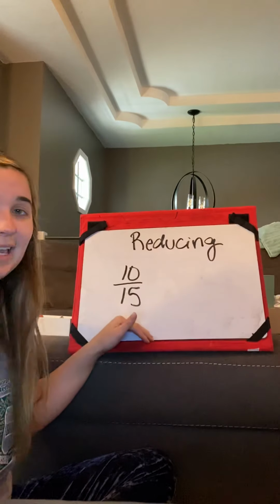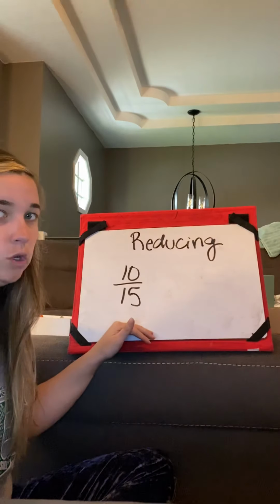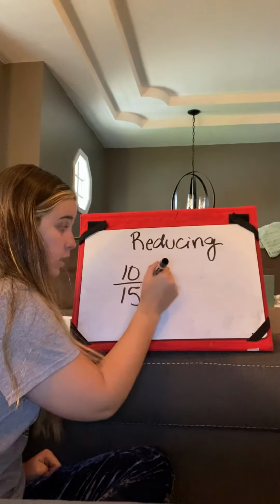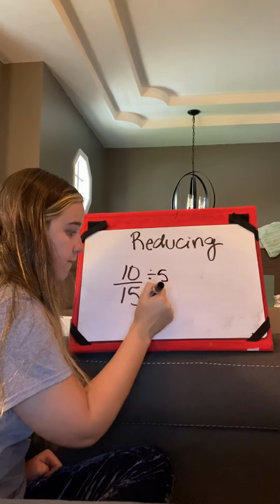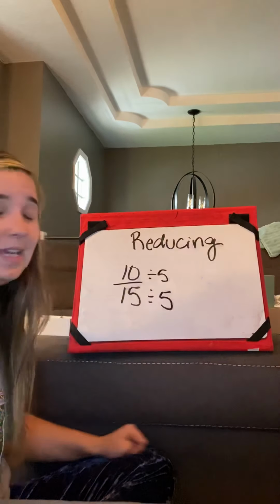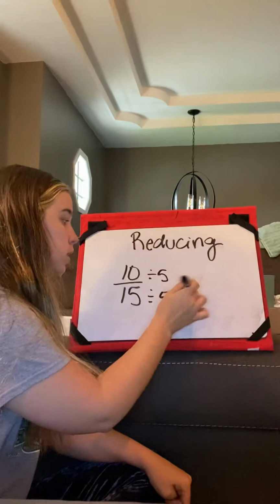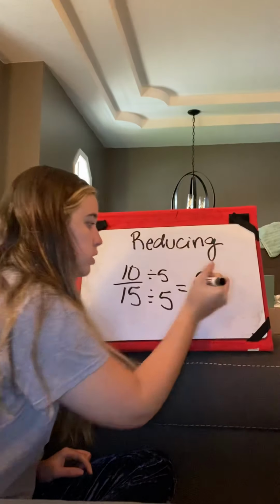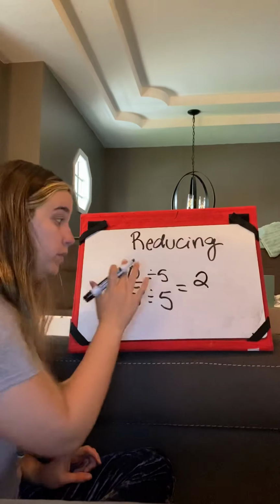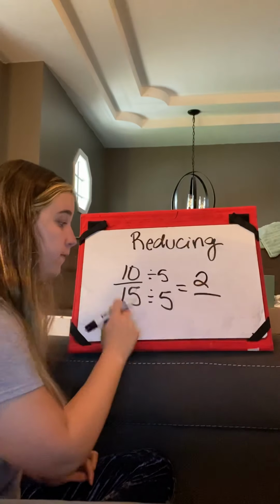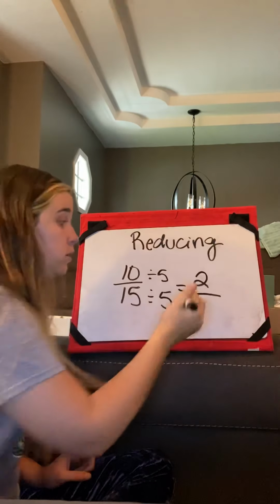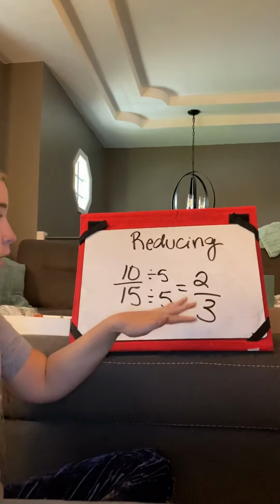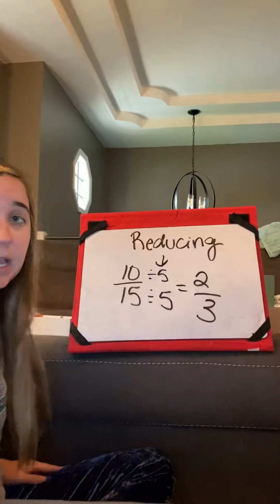So looking at 15, can any of those numbers be used to divide 15 equally? Well, 1, 2, and 10 can't, but 5 can. So I can take 10 and divide it by 5, and I can also take 15 and divide it by 5. So 10 divided by 5, well, what times 5 equals 10? 5 times 2 equals 10. So 10 divided by 5 equals 2. And then 15 divided by 5, 5, 10, 15 is 3. Okay, so reducing fractions, it's really important. They have to be able to be divided by the same thing.